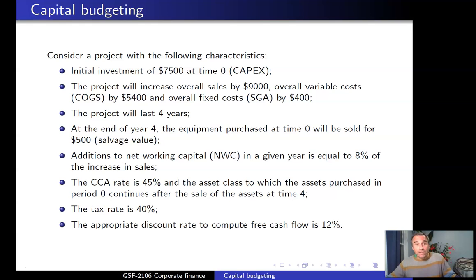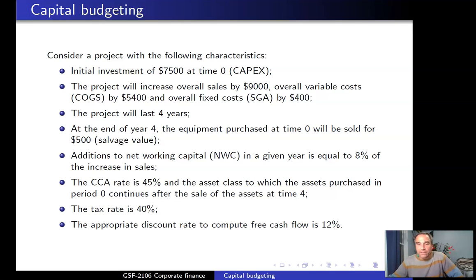The project will last 4 years. At the end of year 4, the equipment purchased at time zero will be sold for $500. That's the salvage value. Additions to net working capital in a given year are equal to 8% of the increase in sales. The CCA rate is 45%. And the asset class to which the assets purchased in period 0 belong will continue after the sale of the assets at time 4.